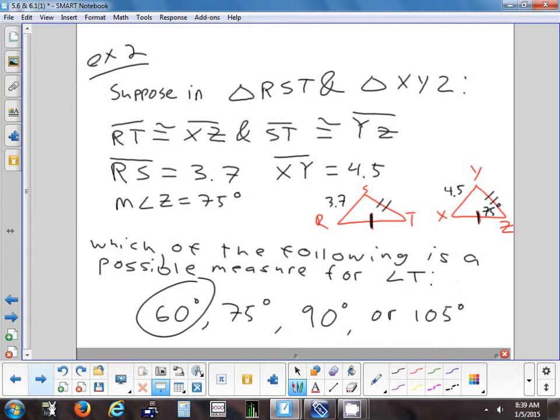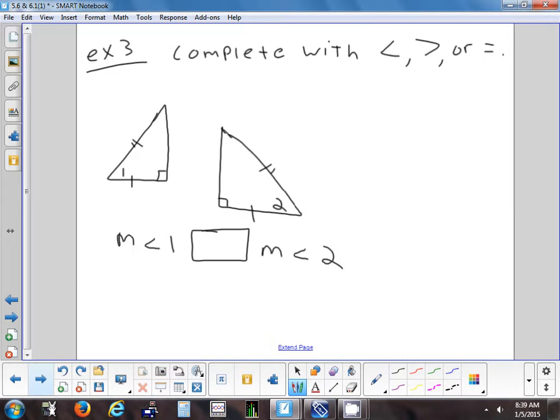Everyone get that concept of the Hinge theorem? Basic idea? Okay, so this one is a fill in the blank, either a less than, a greater than, or equal to. First of all, does the Hinge theorem apply here? And if it does, tell me, how do you know that?